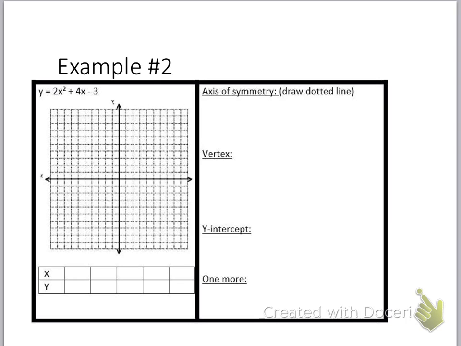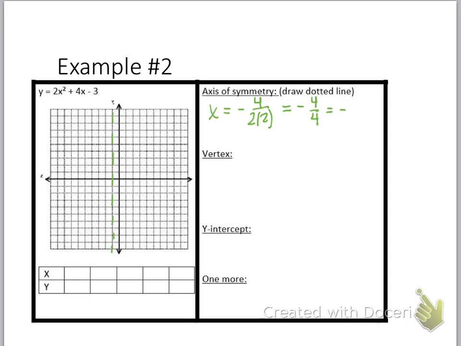So the axis of symmetry is going to be x equals negative 4 over 2 times 2, which is negative 4 over 4, which is negative 1. So the axis of symmetry is through x equals negative 1. Always put your information on your graph as soon as you find it. Then we're going to look for the vertex.